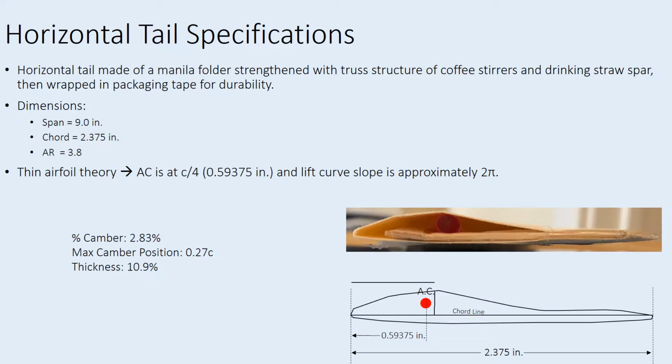This is the horizontal tail that we built based off of our calculations. To ensure a lightweight structure, the base was made from coffee stirrers in the form of a truss system. Then, these coffee stirrers were laminated with packaging tape. Next, a drinking straw was used as a spar to help hold a consistent airfoil camber throughout, after we shaped a manila folder over the upper surface to form the upper surface of the airfoil. Because we found the thickness of this to be approximately 10.9%, we applied thin airfoil theory to assume a lift curve slope of 2 pi and an aerodynamic center located at the quarter chord of this thin airfoil.